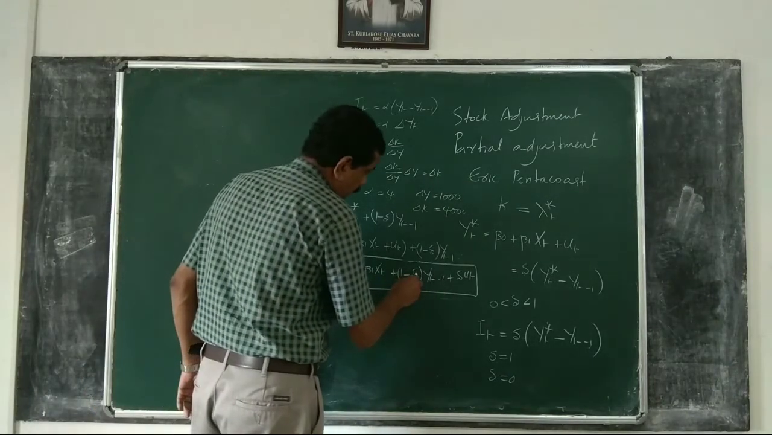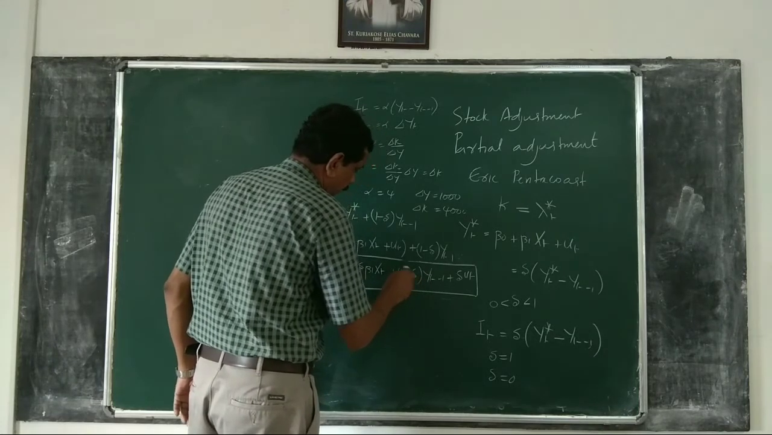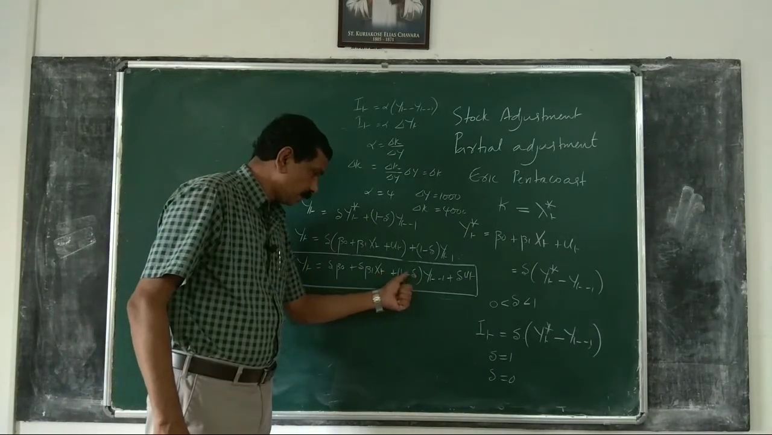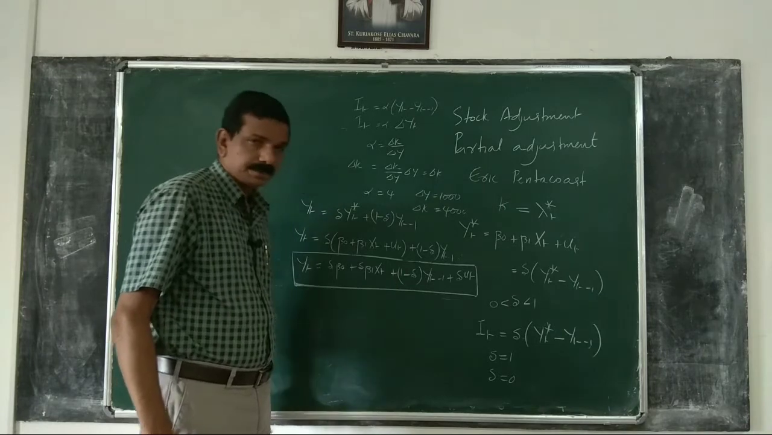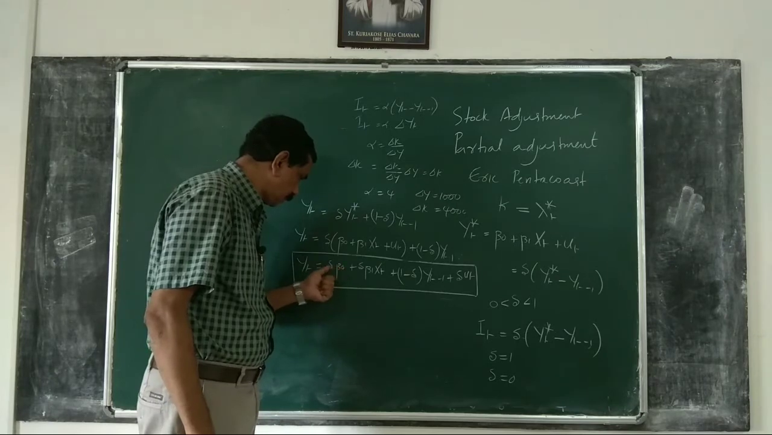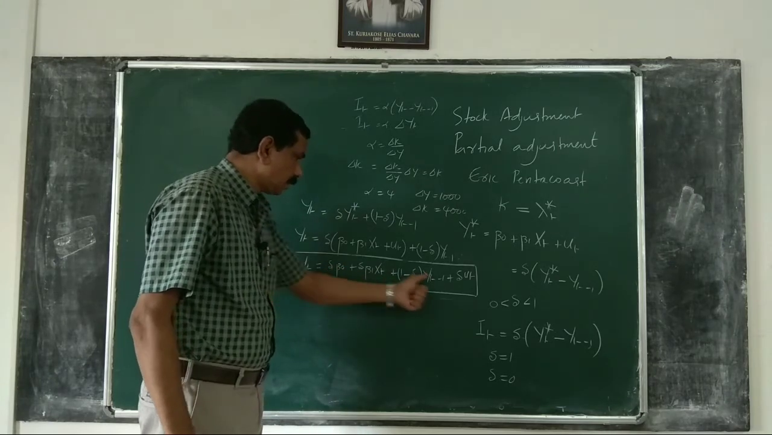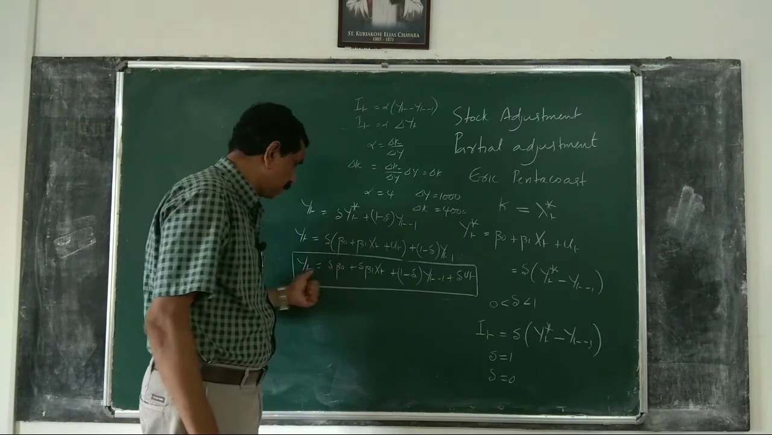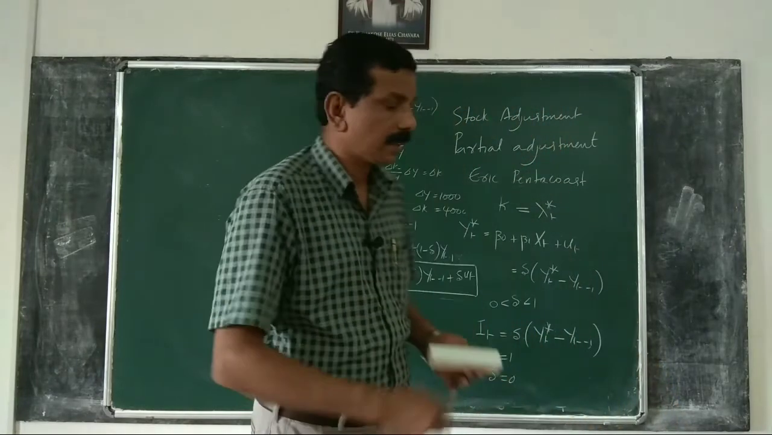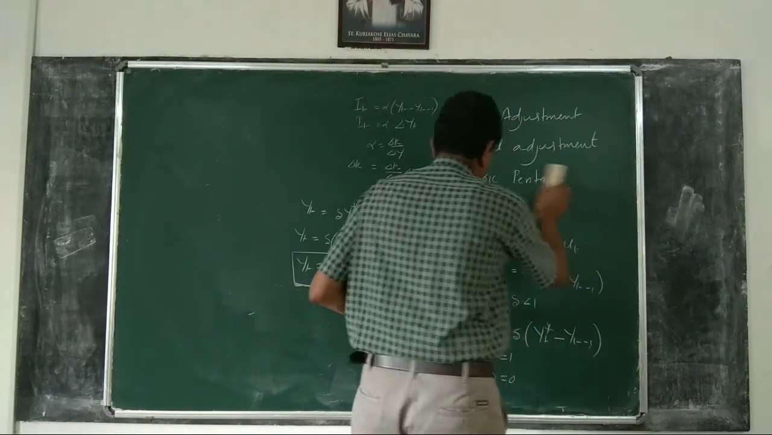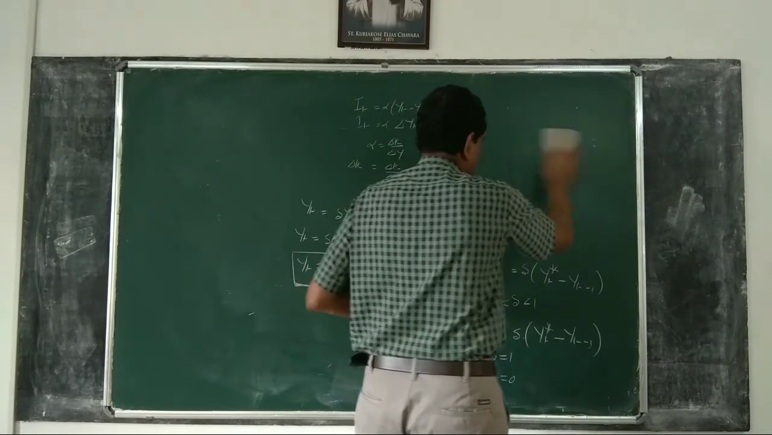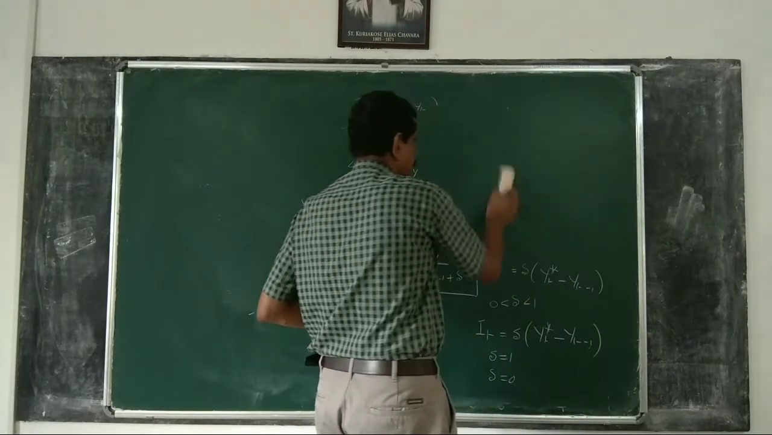You will get the coefficient as 1 minus delta, as we have described in the last class. From this 1 minus delta, you will get delta. Then divide this by delta, you will get beta 1. This divided by delta gives beta 0. Drop this term, and you will get the long run demand for capital. So we estimate the short run demand for capital, and from the short run demand for capital, we will derive the long run demand for capital as usual.